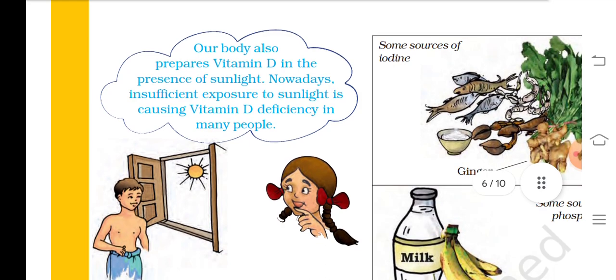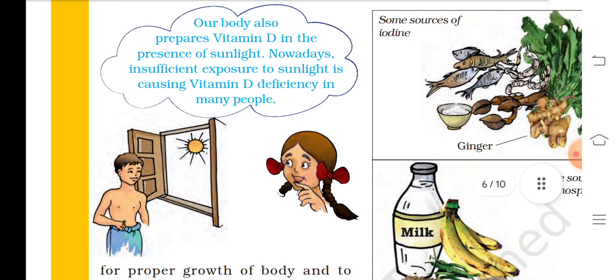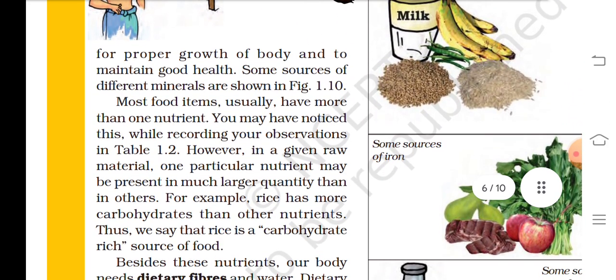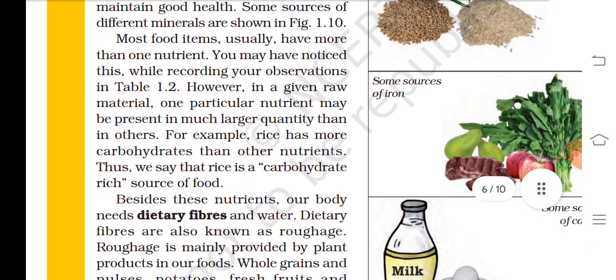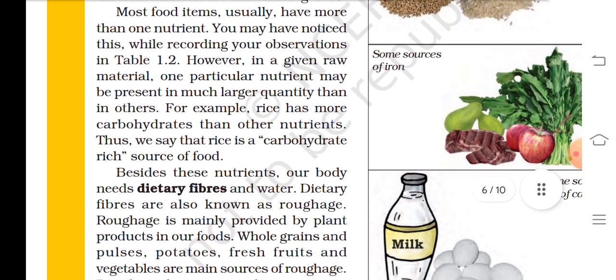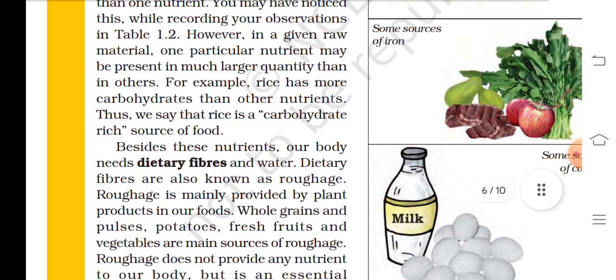Insufficient exposure to sunlight is causing vitamin D deficiency in many people. For proper growth of the body and to maintain good health, some sources of different minerals are shown in the figure. Most food items usually have more than one nutrient. You may have noticed this while recording your observations in table 1.2.